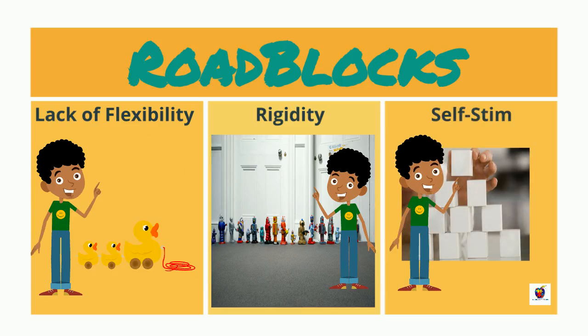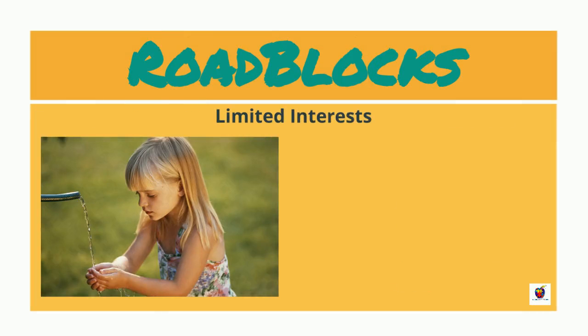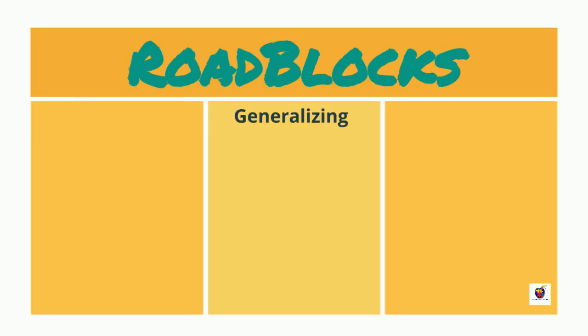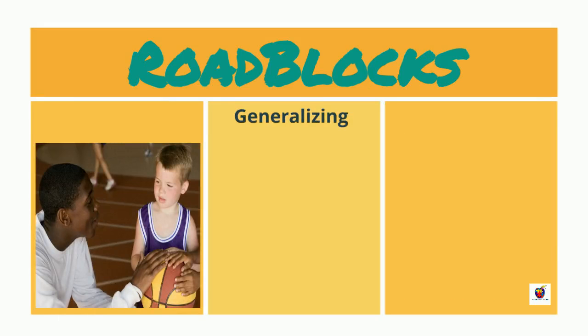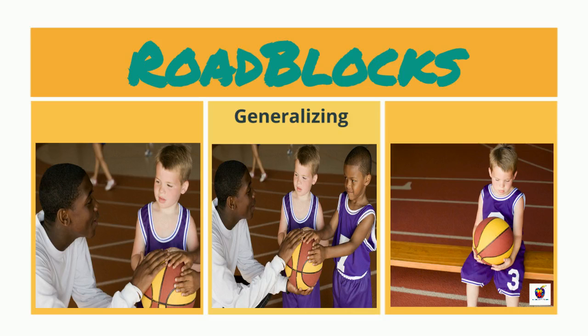Additionally, limited interest could be a roadblock. Having limited interest can be an issue when other peers may want to play with other things different than that interest. Another huge roadblock for individuals with autism is generalizing the skill in a different setting. Many times when the skill is learned in one space, it is hard for them to generalize. They do learn the skill, however, taking that skill that they learned with one person and then using the skill with a different person is sometimes difficult for them.